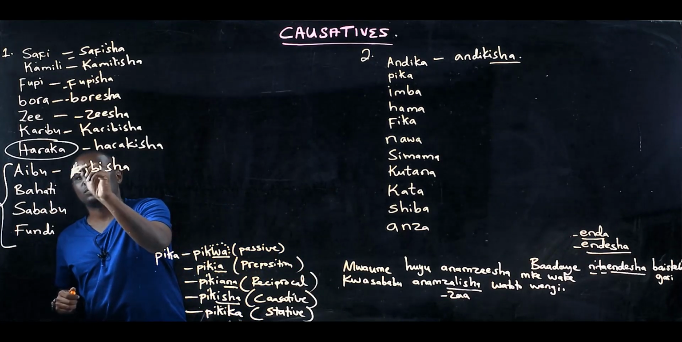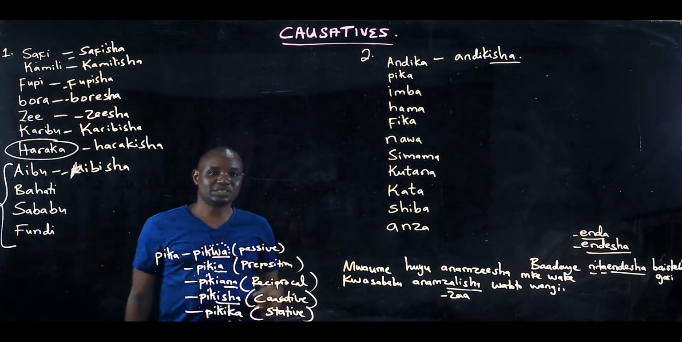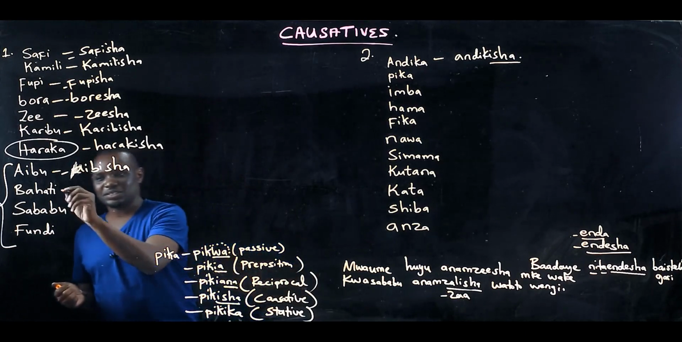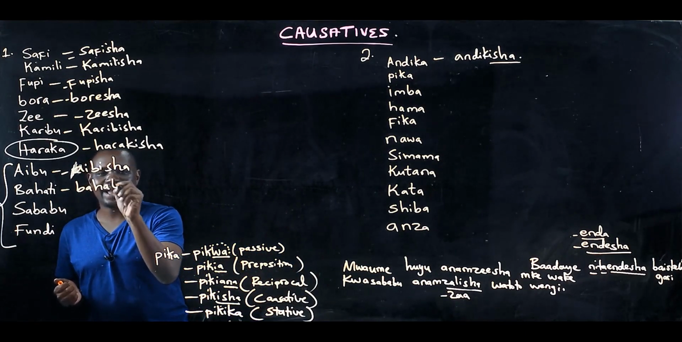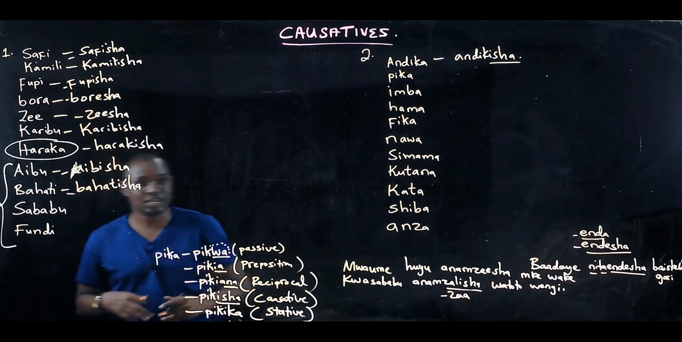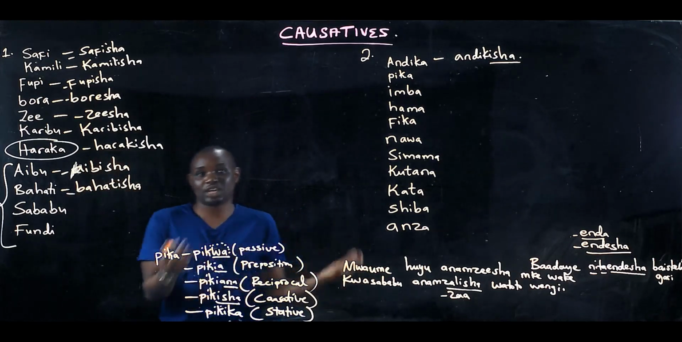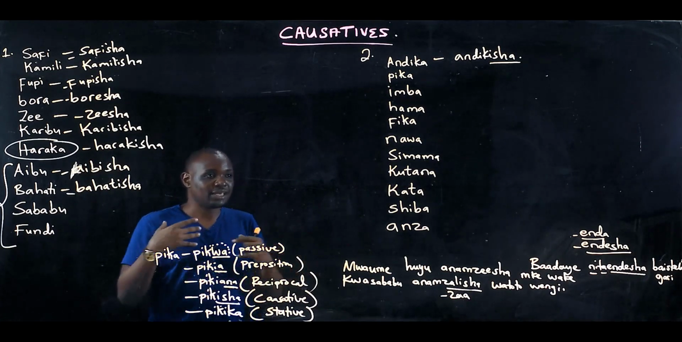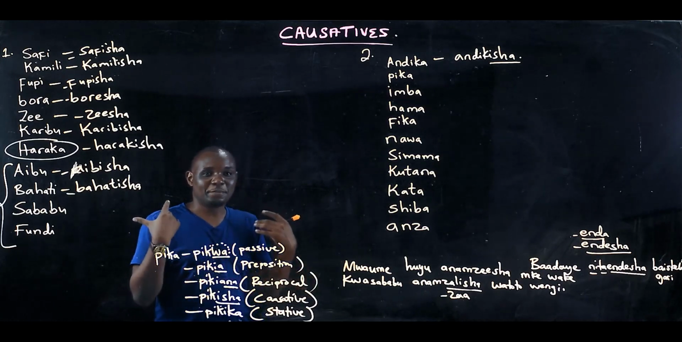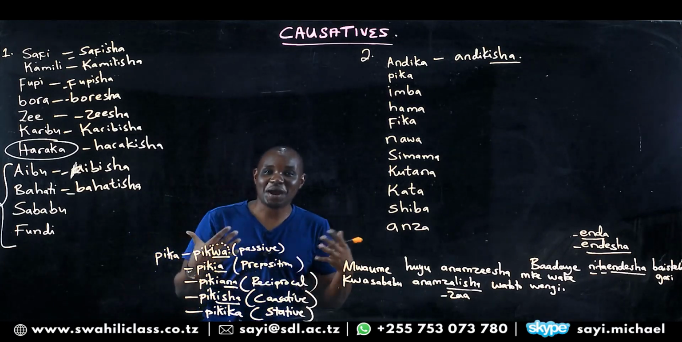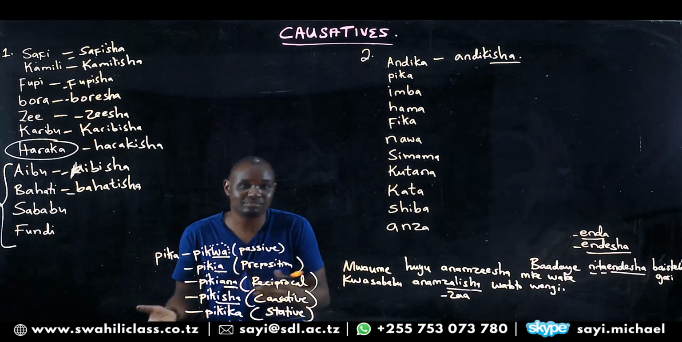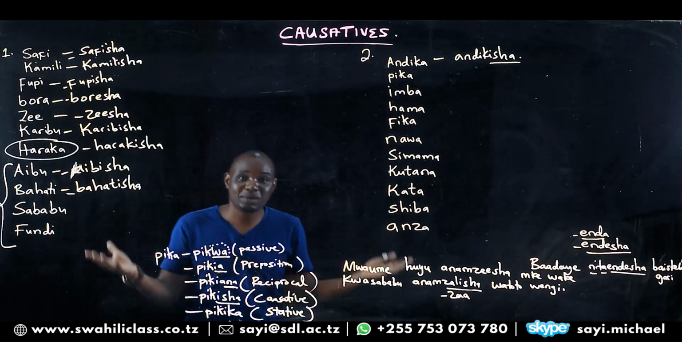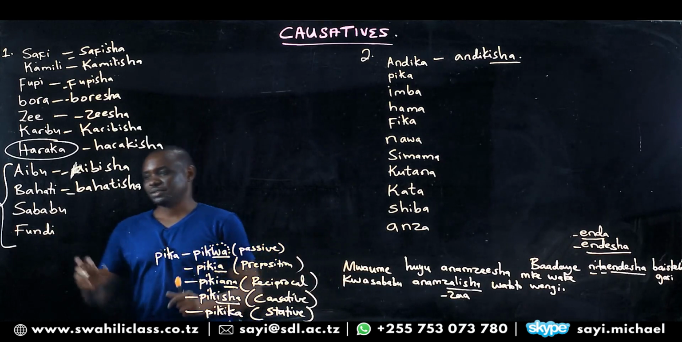Let me write it. Bahati, you know bahati is lucky. But the causative will be bahatisha. So this is the verb. Kubahatisha is to do something by chance, by luck. Yes, how did you do that? Bingo. I played bingo and I got $1 million. How did you do that? Don't know. Sijui, nilibahatisha tu. I just did it by chance. I just luckily got it.